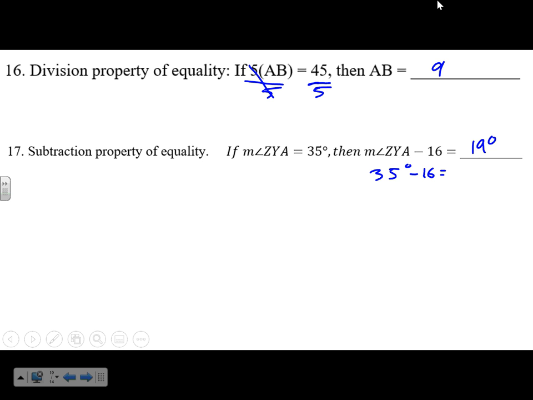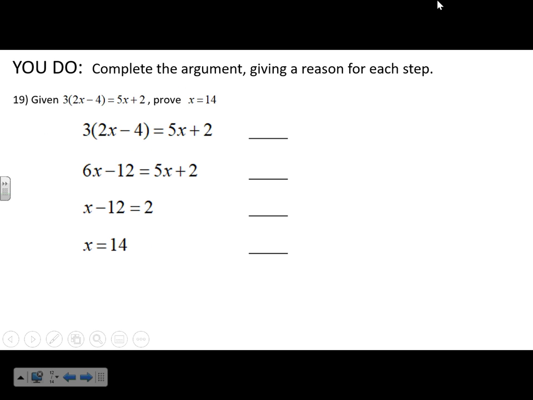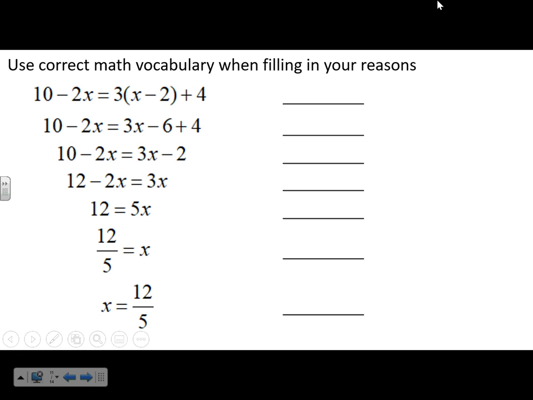All right, moving on, we have a couple of proofs now that we're actually going to be doing. So when we do these proofs, in this one, I didn't give you enough information. Sorry, it's on your notes, but it's not in the video.